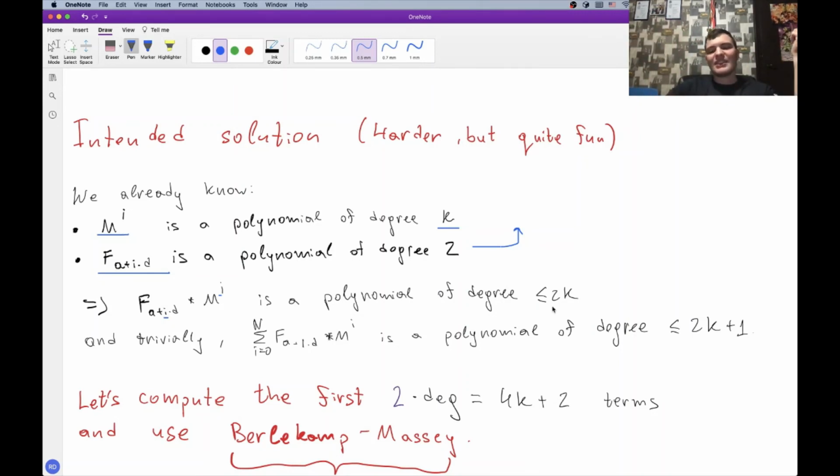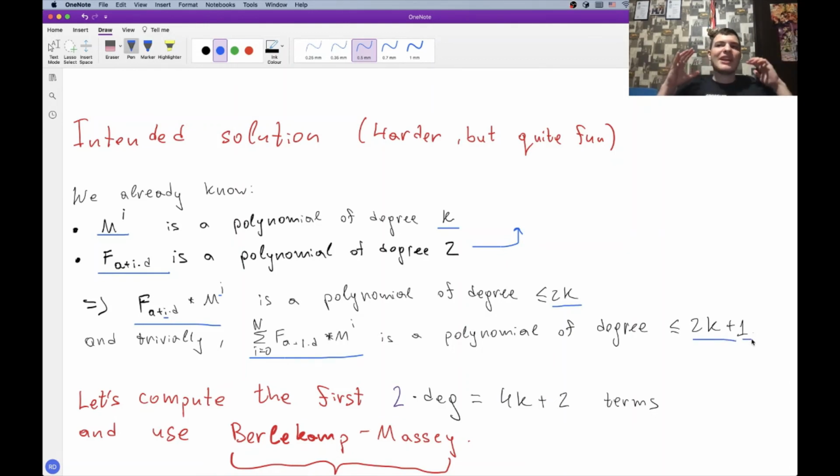So we can just say that it's a polynomial of degree 2k, and if the degree is smaller than that, we just pad it with terms with coefficients 0. Trivially, by using the observations we had above, if we sum this thing from 0 to n, it will be a polynomial of degree less than or equal to 2k plus 1.